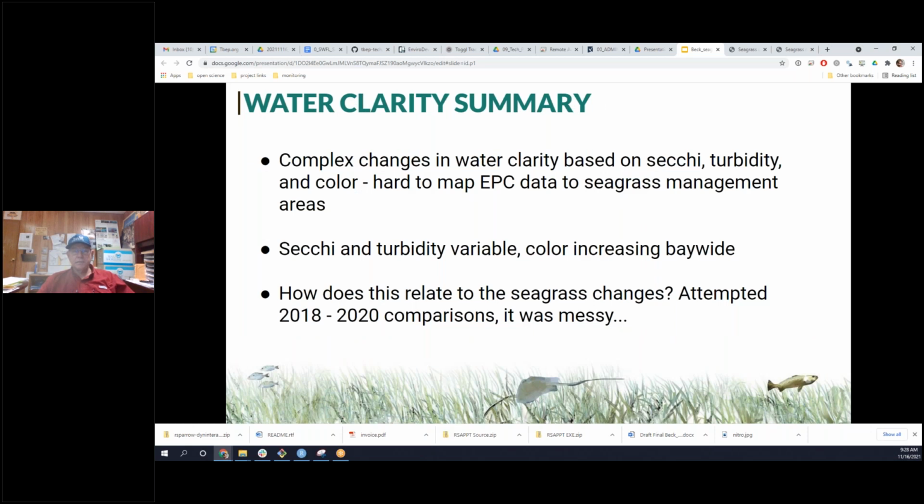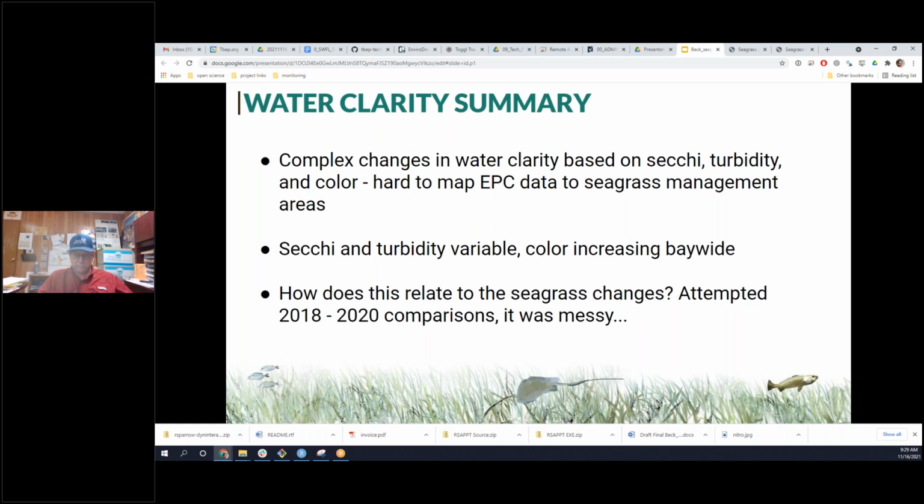Yeah, and so I initially intended to compare those percent changes in Secchi, turbidity, and color to the net changes in seagrass depth, and maybe try to look at correspondences between the two. I'm not going to show it here because it was messy and it really confused me. That could just be a limitation of the scale of analysis we're looking at here.